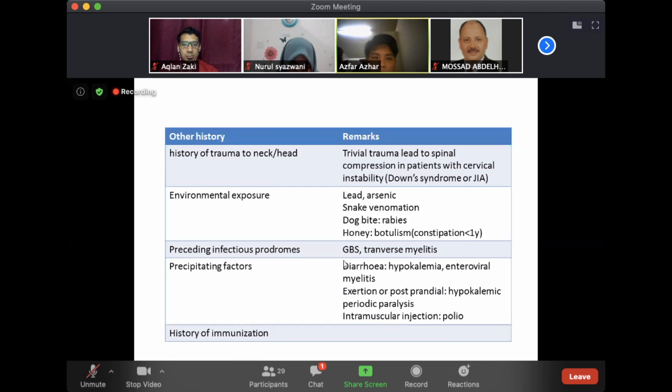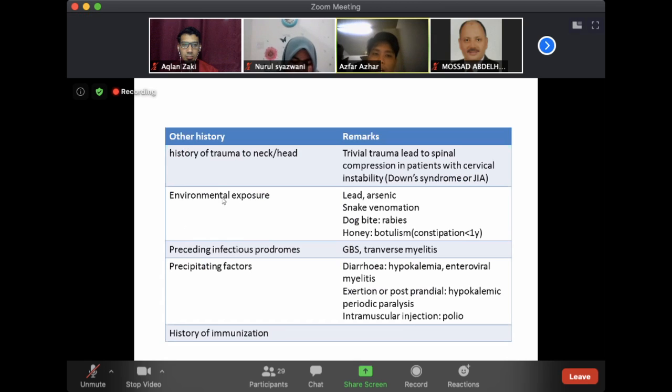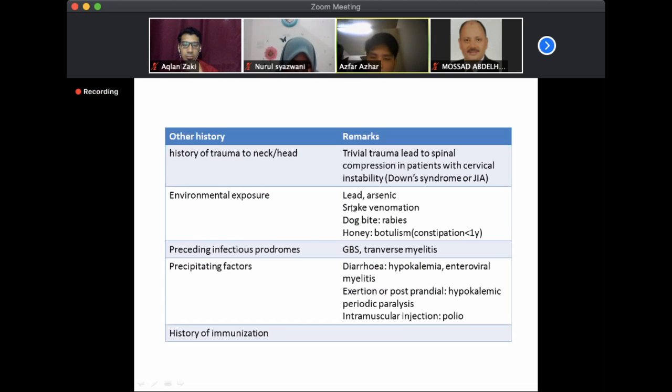Okay. So in the history, we must rule out trauma itself. So we ask about history of trauma to the neck or head. Environmental exposure: if the patient was involved with lead, arsenic, snake venom, or dog bites, we might consider rabies. Preceding infectious prodromes, like in GBS and transverse myelitis, and precipitating factors, for example diarrhea. So we might consider electrolyte imbalance, like postprandial hypokalemic paralysis, and intramuscular injection, polio itself. And we also need to ask about history of immunization, whether the patient has taken immunization or not.